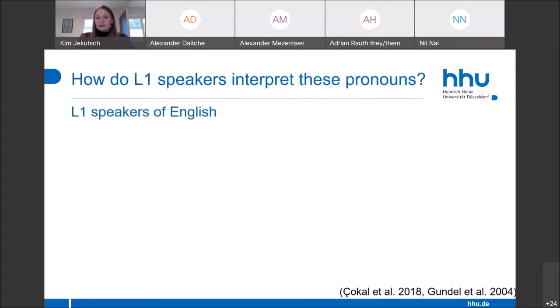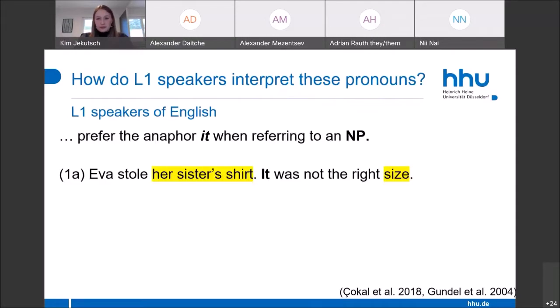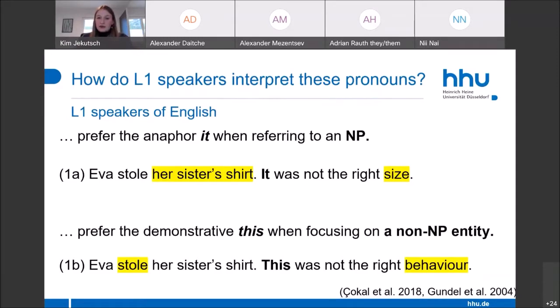The linguists Schumacher, Stewart, and Ferreira conducted two experiments to answer this question. In a sentence completion experiment, they found that L1 speakers of English prefer the anaphora it when referring to a noun phrase. You can see this in example 1a. Here, the noun size indicates a reference to the noun phrase, and therefore it is used. Secondly, they found that the demonstrative this was preferred when focusing on a non-NP entity. In example 1b, the noun behavior indicates a reference to the non-NP entity, and therefore the pronoun this is used.